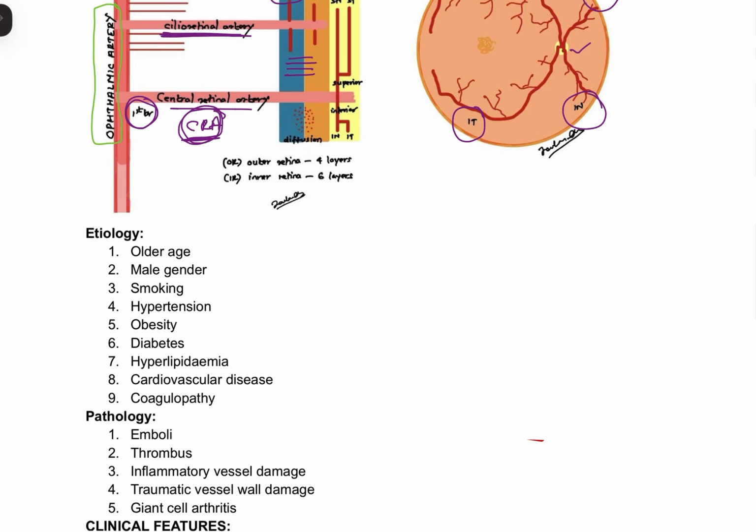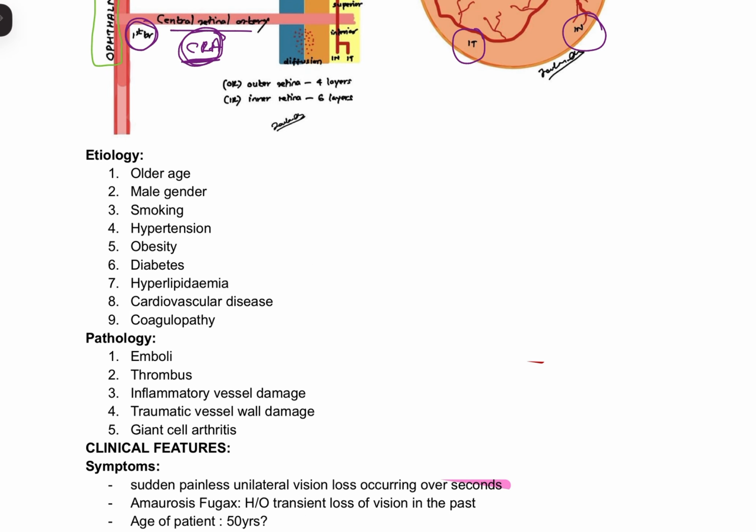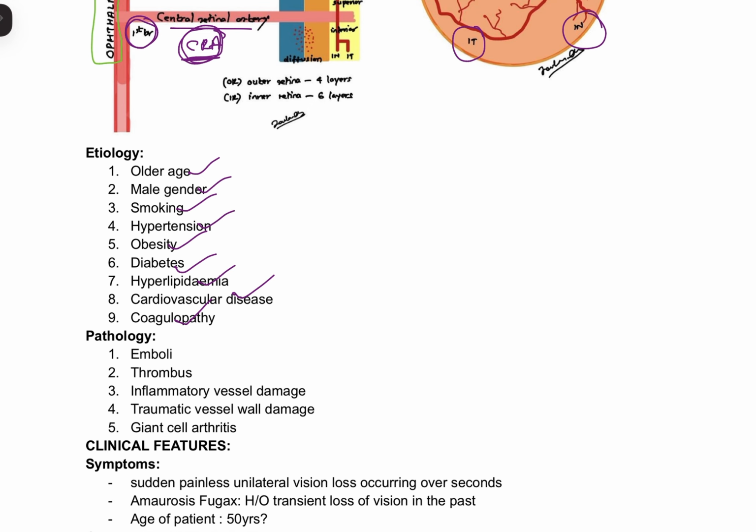Coming to the etiology, the etiology of retinal artery occlusion is quite similar to that of MI or stroke: old age, male gender, smoking, hypertension, obesity, diabetes, hyperlipidemia, cardiovascular disease and coagulopathy. These are the more common ones. But one thing you need to remember is giant cell arteritis, which we'll discuss later.